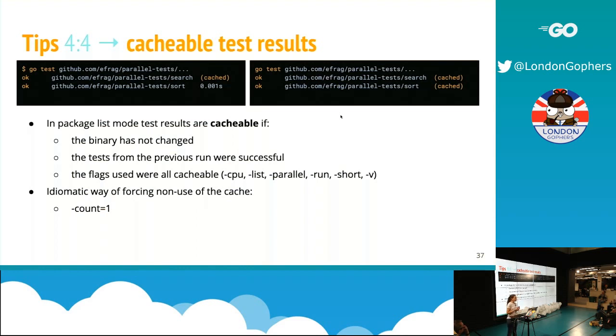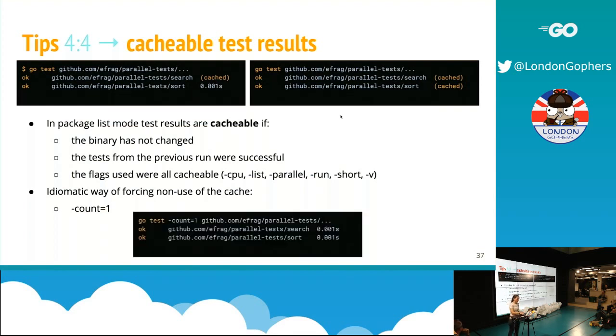Now, count as a parameter on the command line actually just means only run my tests once. The reason why that triggers that behavior is because count is not one of the cacheable parameters that you can use when you're running your tests. And when Go sees that, it will go, okay, so you want me to rerun them, and therefore I'm going to do that. So the bottom bit is how you would actually trigger that behavior.